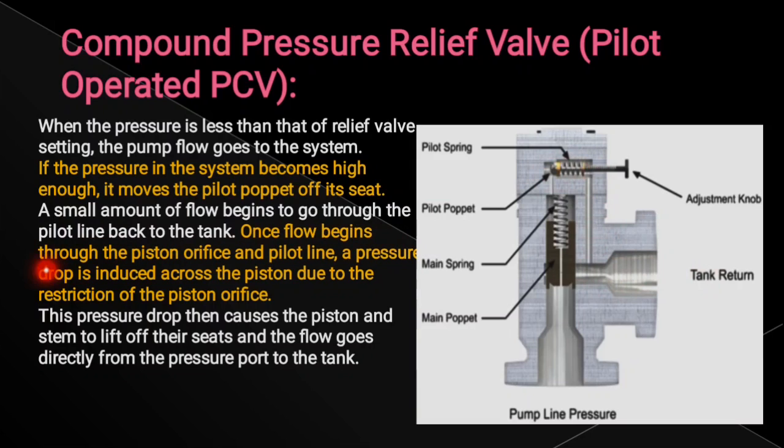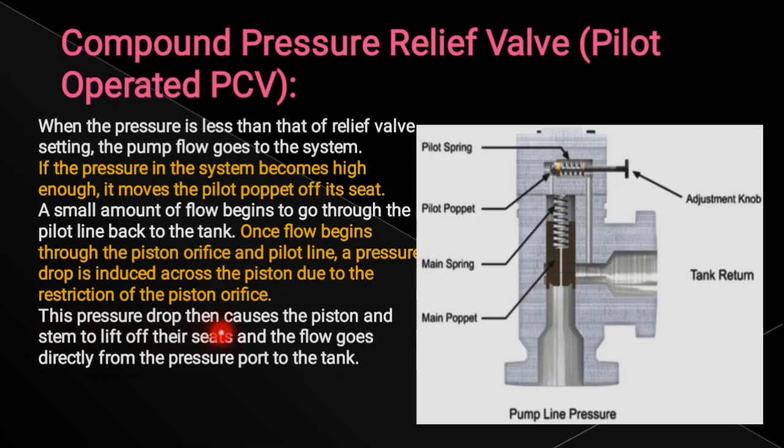Once flow begins through the piston orifice and the pilot line, a pressure drop is induced across the piston due to the restriction of the piston orifice. Because of this small flow, the pressure is going to be reduced, because of the liquid movement from here to here. But still the main poppet is not opened yet.